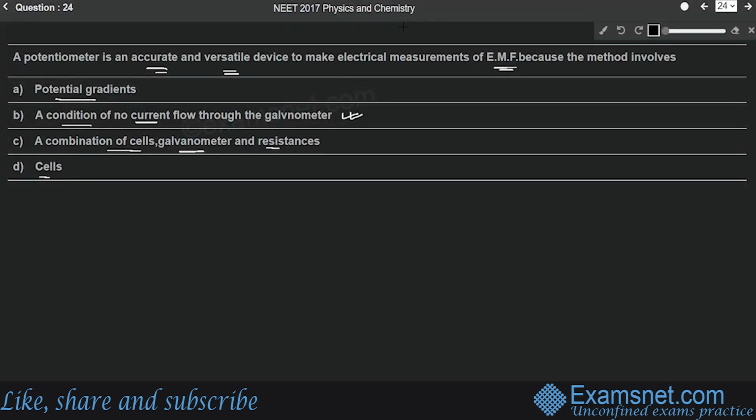flow through the galvanometer. Okay, so the main point is that in case of zero deflection condition in galvanometer, the potentiometer draws no current, therefore it gives the accurate reading. Okay, so option B will be the correct answer.